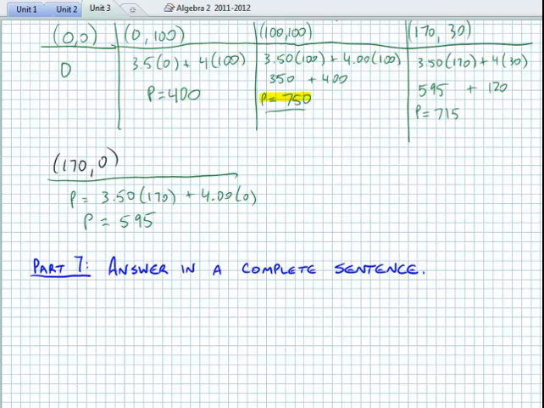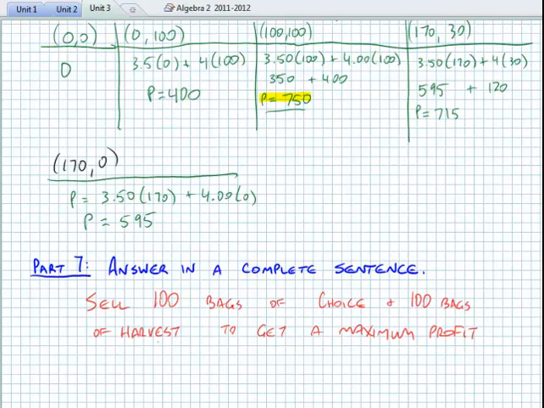So the final part is to answer your question in a complete sentence, and we will tell the prom committee that they should sell 100 bags of choice and 100 bags of harvest to get a maximum profit.